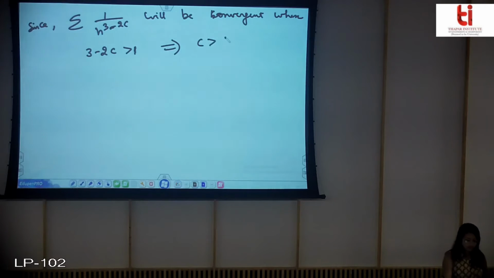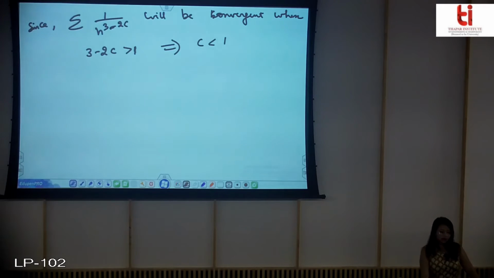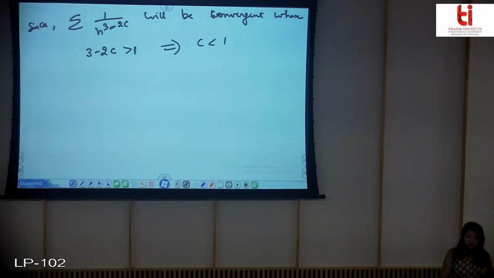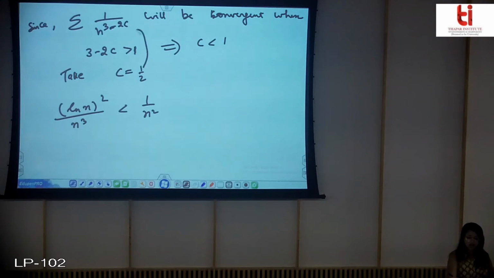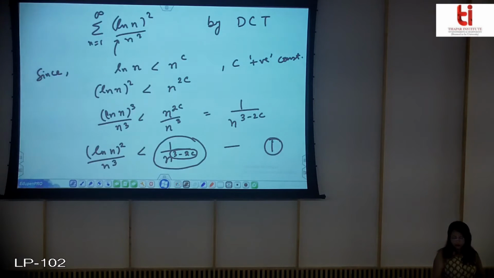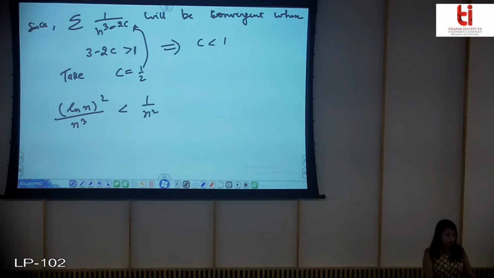So this implies that C is less than, from this you can easily find out that you are getting C less than 1, and obviously C is a positive quantity, so you can take C from 0 to 1, anything. So I take C equal to half. Putting C as half over here, you can see that this inequality is satisfied, so I can write this with C equal to half.